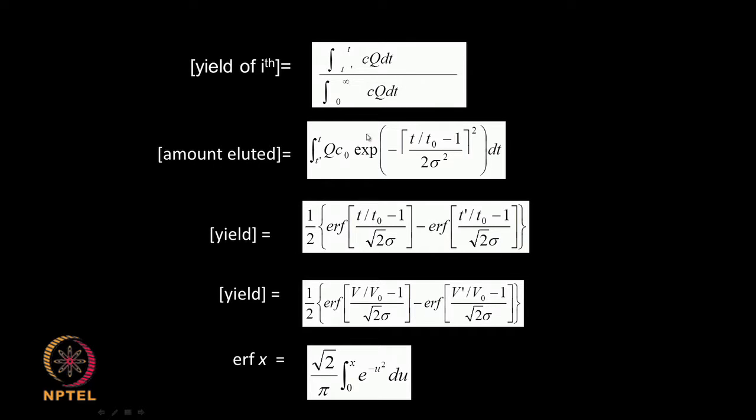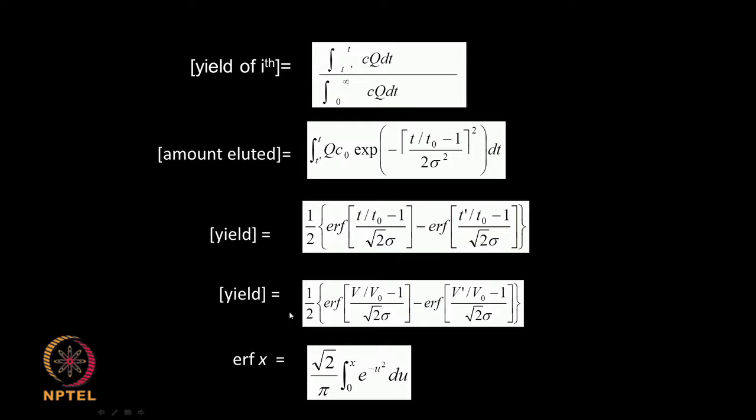So, the yield will be this divided by the bottom equation. The amount eluted out will be given by this, because C is given by this relationship as I showed before. We can substitute that in and you come up with a new function that is called ERF, the error function. I will define that in more detail later on. Yield is given by half of error function of ((t by t0) minus 1) divided by square root of 2 sigma, minus error function of ((t dash by t0) minus 1) divided by square root of 2 sigma. Here you are collecting samples between t dash and t.